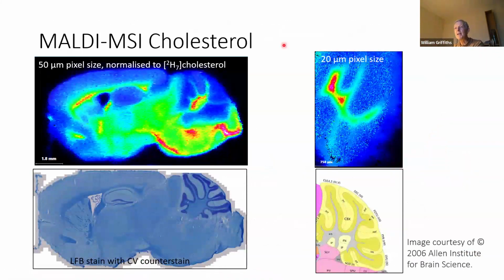So this is the easy bit. This is cholesterol. So cholesterol is really abundant in brain. So there's lots of signal. So this is a sagittal section. And red is high abundance. Blue or black is low abundance.